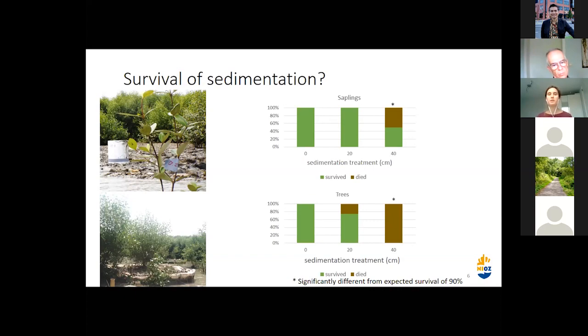And you can see that the 20 centimeter treatment is already having a little bit of an effect on the survival, which is on the y-axis, of these mangrove trees, and if you really dump 40 centimeters of sediment on top of their root system, they simply die. They cannot survive that amount of sedimentation. So can mangrove trees outgrow sedimentation? Yes, they can, up to a certain extent. They're actually, I think, surprisingly resilient, but there is a limit to that. So that's something that we should keep in mind.